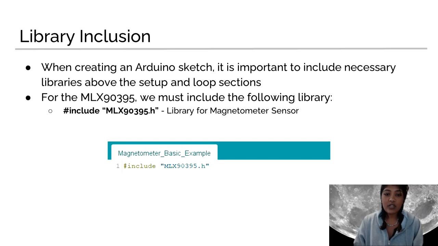Library inclusion. When creating an Arduino sketch, it is important to include necessary libraries above the setup and loop sections. For the MLX90395, we must include the following library, #include MLX90395.h. This is the library for the magnetometer sensor.